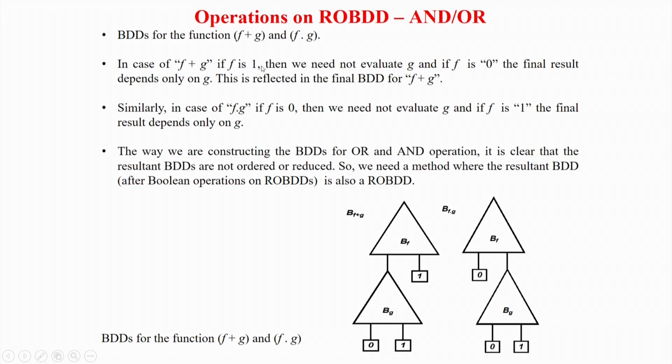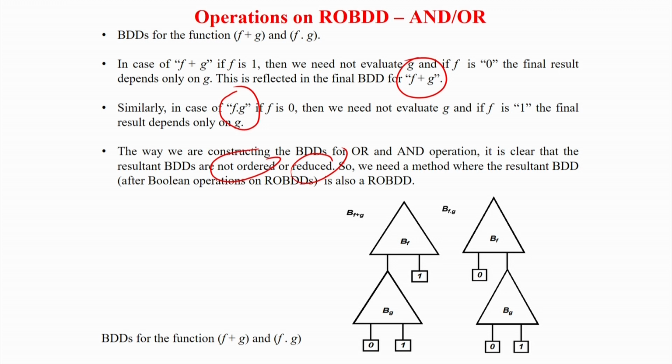In case of F plus G, if F is 1, then we do not evaluate G, and if F is 0, the final result depends only on G. This is reflected by the BDD for F plus G. Similarly, the dual will happen for F dot G. So now you can see the way we are constructing BDDs, it is clear that the BDDs are not ordered or not reduced. The idea is that BDD F may have variables x1, x2 and x3, and BDD G may have variables I, J, K, L. So new variables may come in, so the ordering may be changed, and obviously redundancy gets introduced. You have to take care of this.